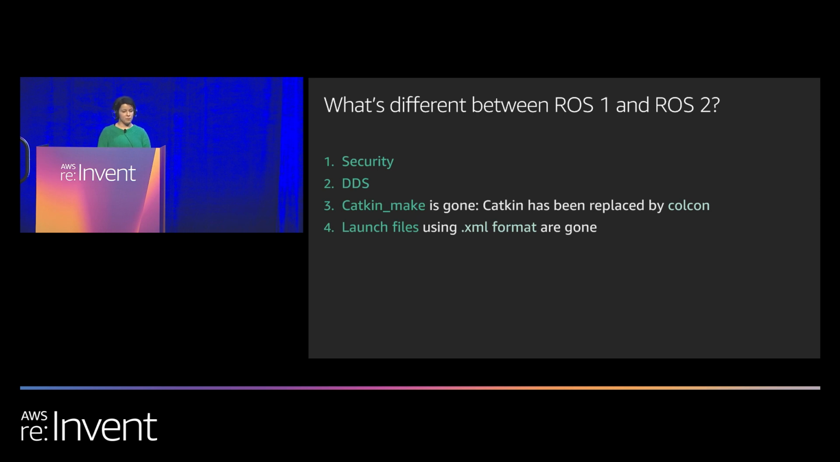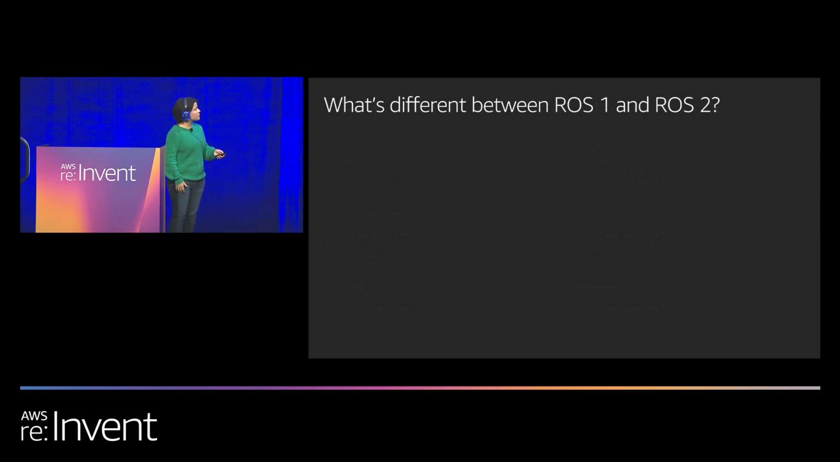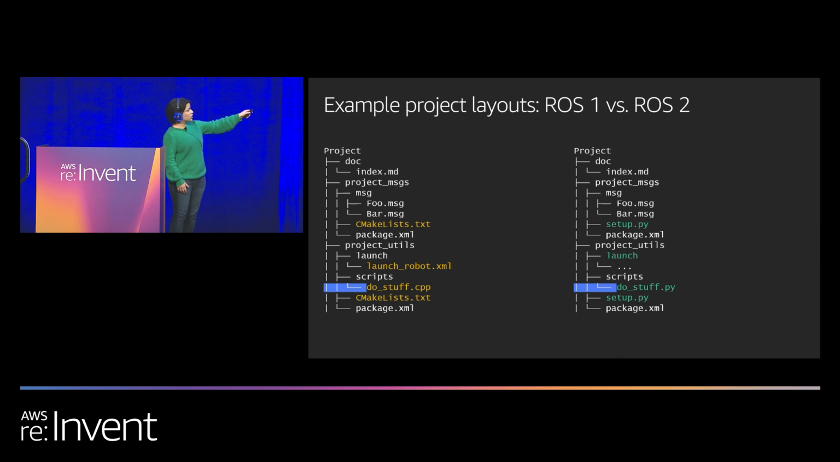And then I also noticed that the launch files using the XML format are gone. You may or may not remember this from the previous slide, but there was a launch robot XML file on the left side, which stands for ROS1. And then you see that that is gone. You don't use that in ROS2 project layouts anymore.